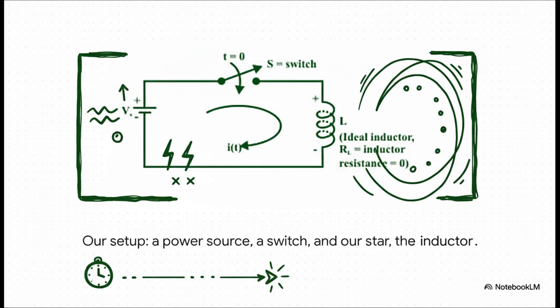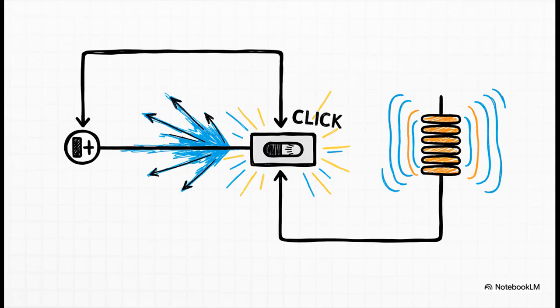So here's our setup. It's about as simple as it gets. We've got a power source over on the left, an open switch at the top, and there's our star, the inductor, on the right. Right now, nothing's happening. The circuit is off, 0 current is flowing, everything is perfectly stable. And click, right at this moment, which we'll call time equals 0, that switch closes. The power source is now connected, and it wants to blast current through the circuit immediately.